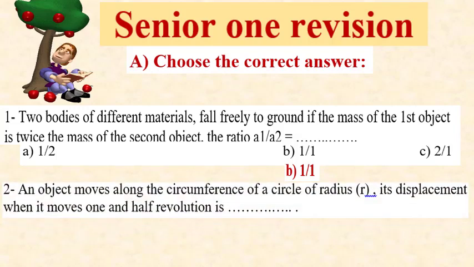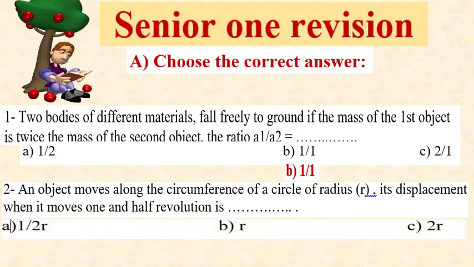Question number 2. An object moves along the circumference of a circle of radius r. Its displacement when it moves a half revolution, 1.5 revolution, is... half r, or 2r. Senior 1, please think with me. If the object completes just one revolution, the displacement is 0.